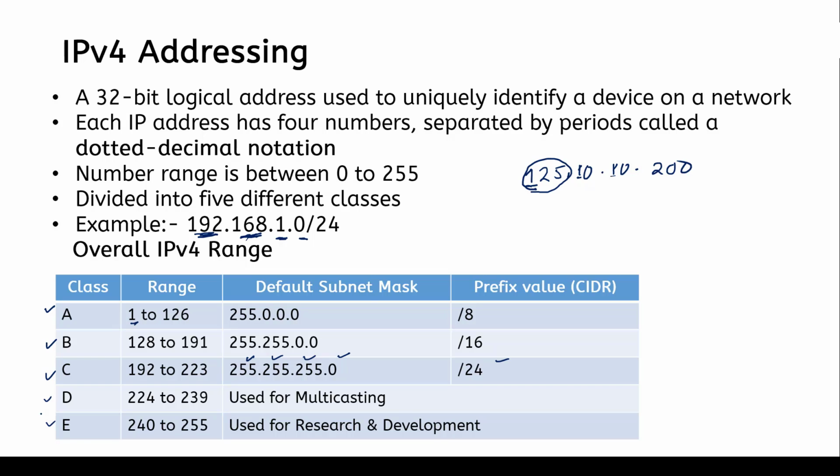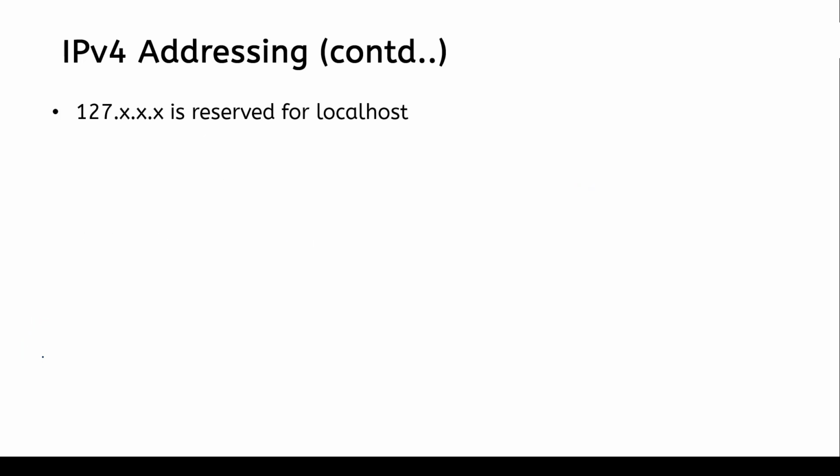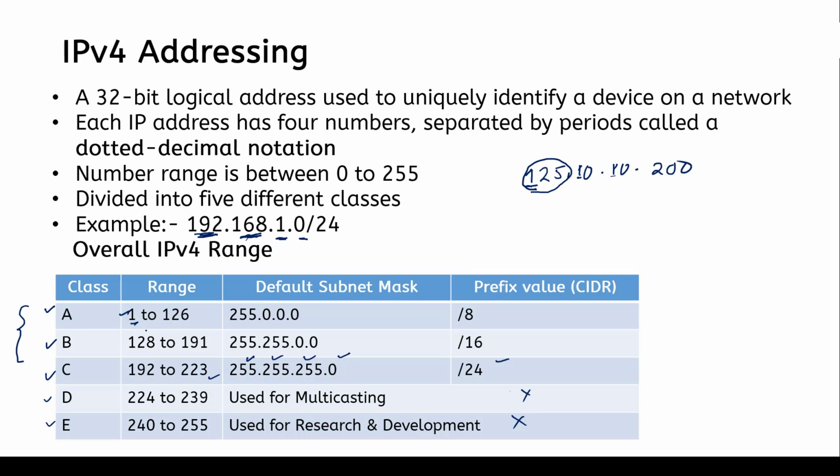The last class of IP address, the Class E range, starts from 240 to 255. This range is used for research and development purposes, so the addresses in this range are also not assignable to hosts. So we assign the IP addresses ranging from 1 to 223, or from Class A to Class C, to the hosts in a network.